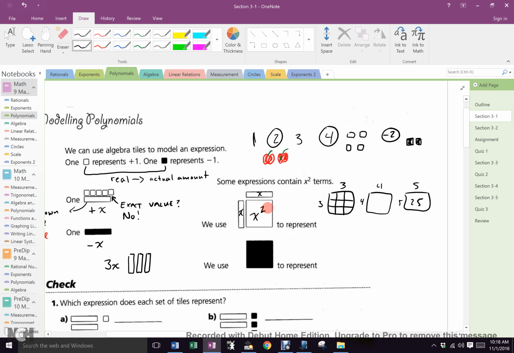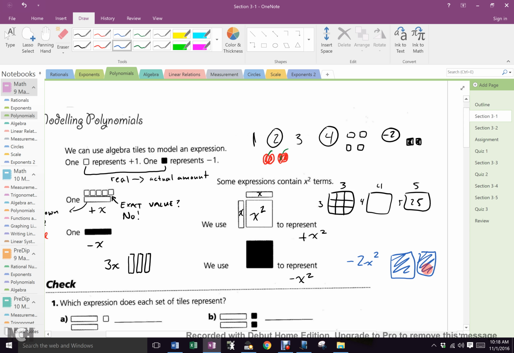Okay, not 2x. So since this guy's white, what's he? Positive x squared. Since this guy's black, what's he? Negative x squared. So how would I draw minus 2x squared? Two of the shaded in boxes. Two big ones shaded in. Is everybody good?